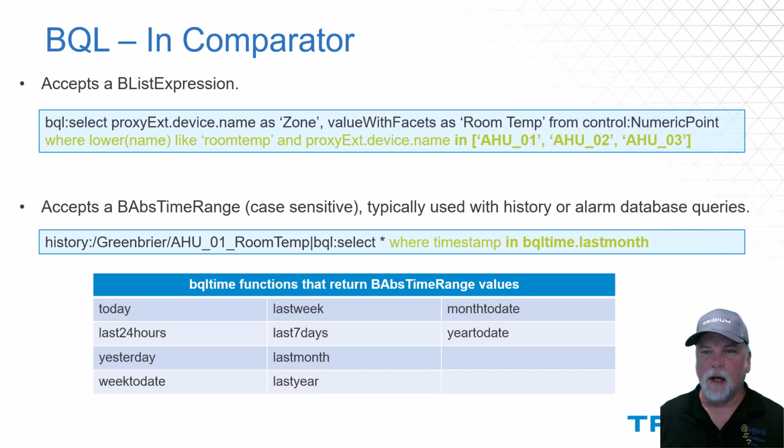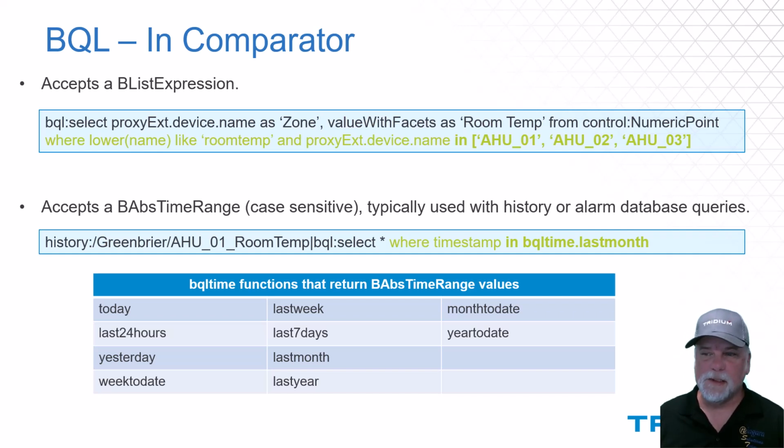So all the proxy ext device call is doing is walking from the point to the device and then getting the name of it. Then we're testing with the in keyword to say, does the name of the parent device match one of these in the list? So this would only return the room temp from air handler 1, 2, and 3 in this case, instead of all the devices in the station.